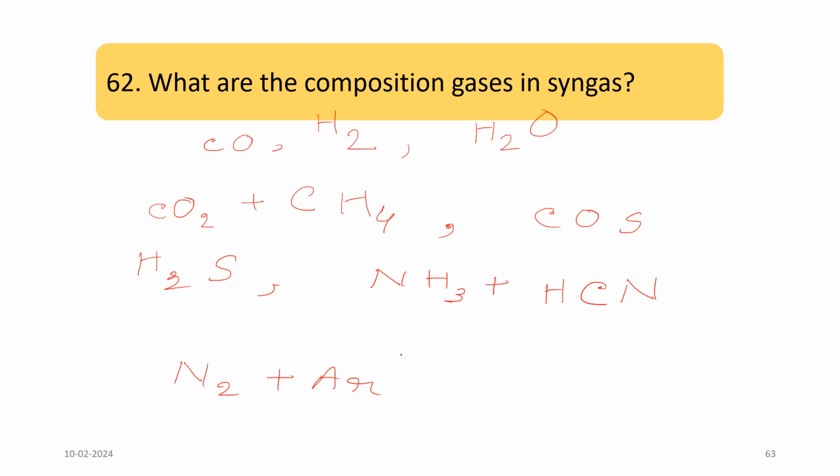But in case of moving bed, the percentages of these components are much higher. In case of entrained gasifier, these other components are in less amount than syngas. So in the entrained gasifier, only the syngas is there. Syngas percentage is much higher.